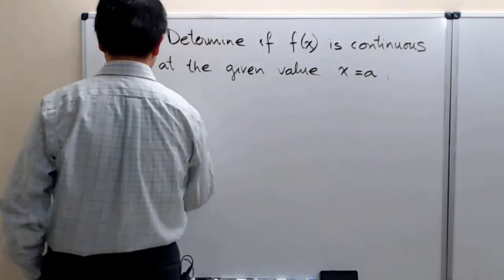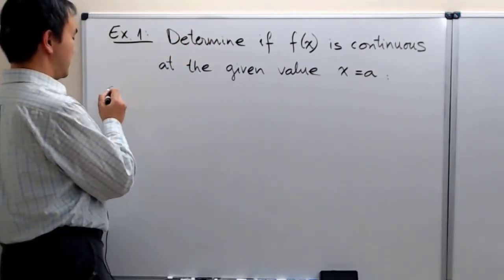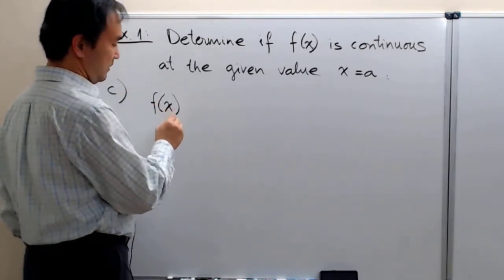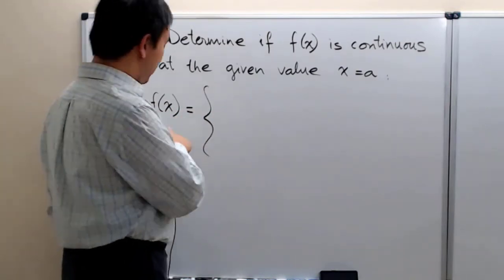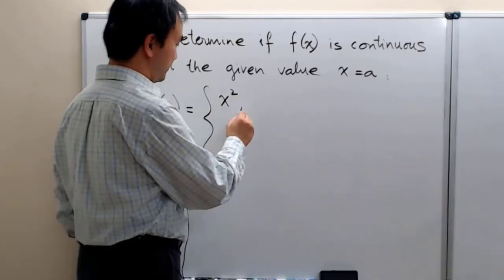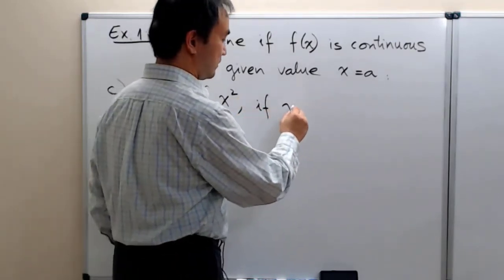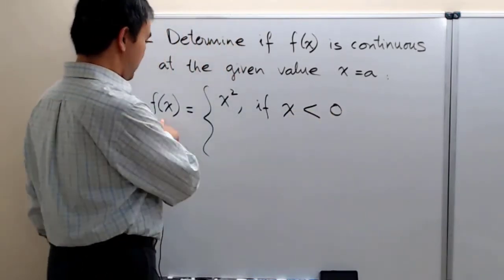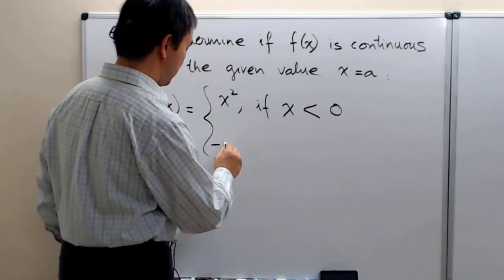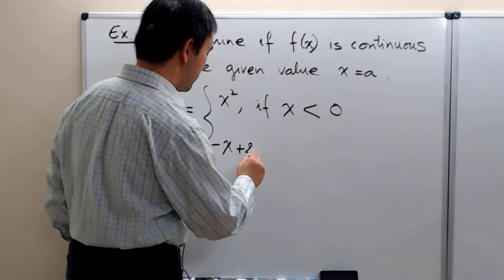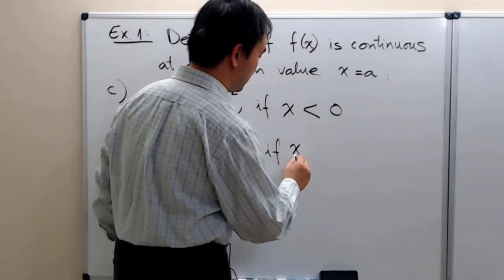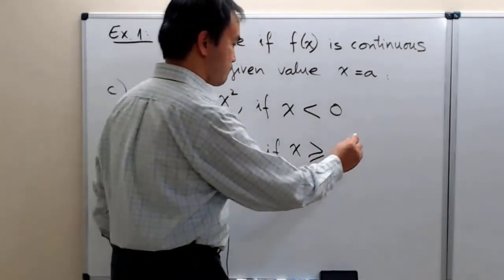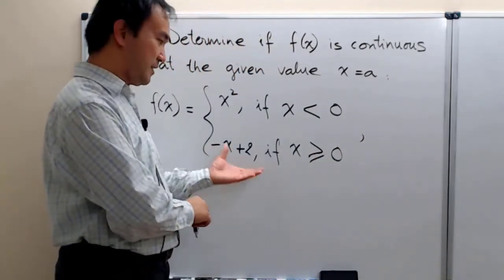And now let's look at another problem in our example 1. So let's call that part C of example 1. How about we have a function being defined as following. Our function f of x equals x squared for values of x that are less than 0. And this same function f of x will equal minus x plus 2 for values of x greater than or equal to 0. And so this is a piecewise function.